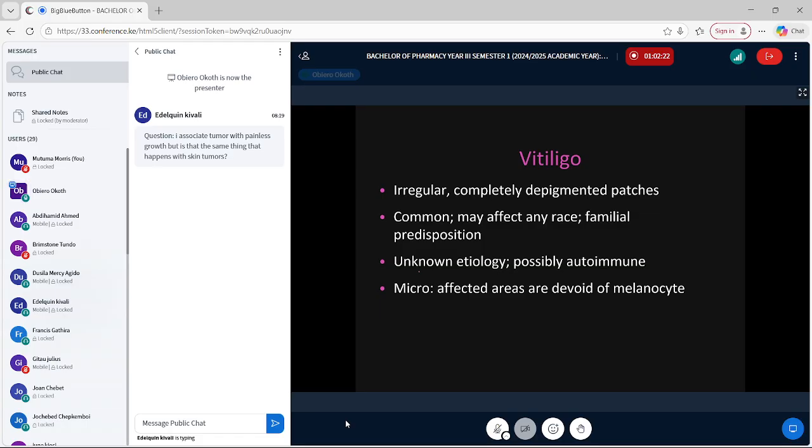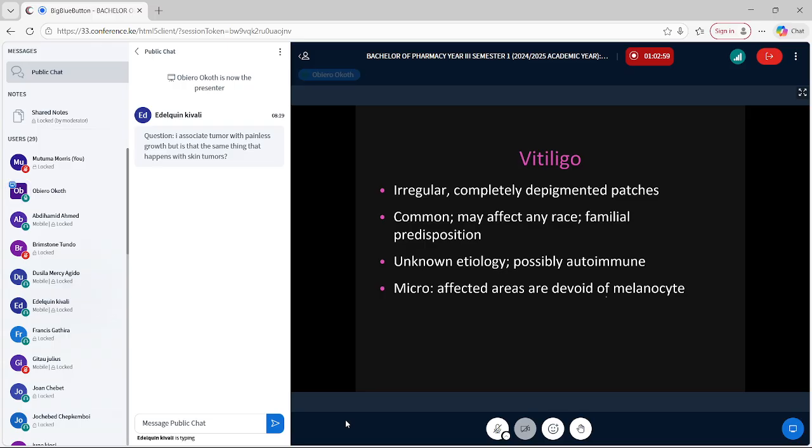Unknown etiology, it could possibly be an autoimmune disease. In the affected areas, biopsy, please. Take a biopsy from the abnormal side to include also the normal side so that we can compare.